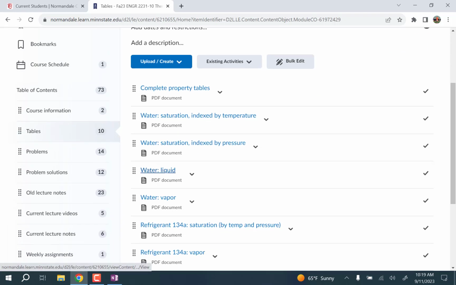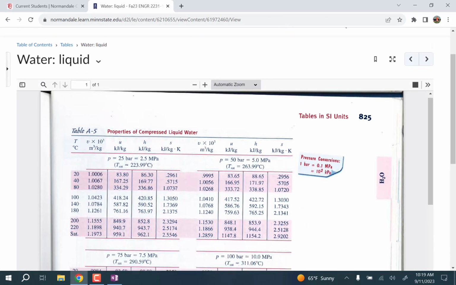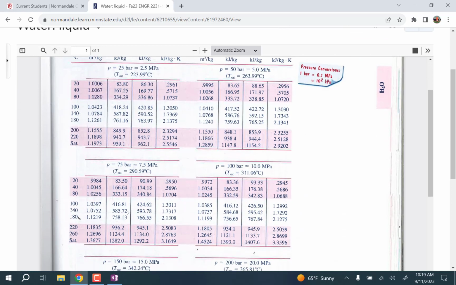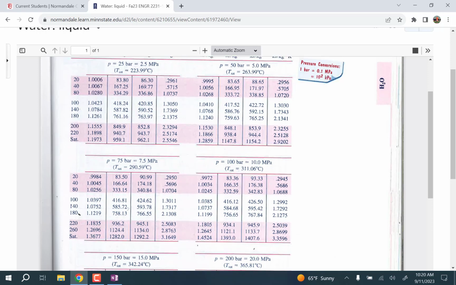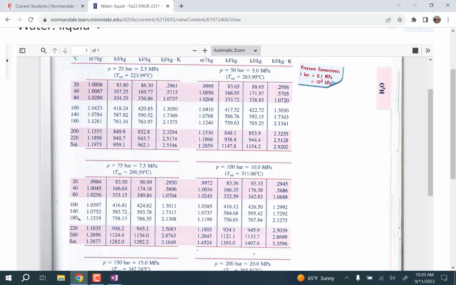So let's go to compressed liquid water. And basically, it's just a bunch of mini tables. So you find the pressure range that you want. Say you're looking at 100 bar of pressure. Now you have this mini table. So go to the temperature that you want. Say you want 140 degrees Celsius. Go across, and this will give you your values.